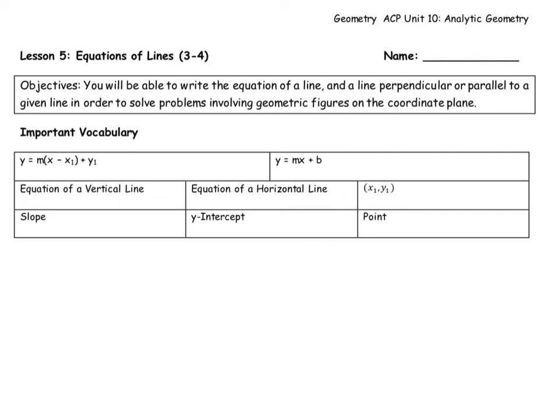This is lesson 5 in our 6 lesson unit on geometry on the coordinate plane, otherwise known as analytic geometry. The first thing we need to do is review the form of the equation of a line. There are two forms that we are going to review, point-slope form and slope-intercept form. Also, just a reminder that a vertical line has the form x equals a number, and that a horizontal line has the form y equals a number.